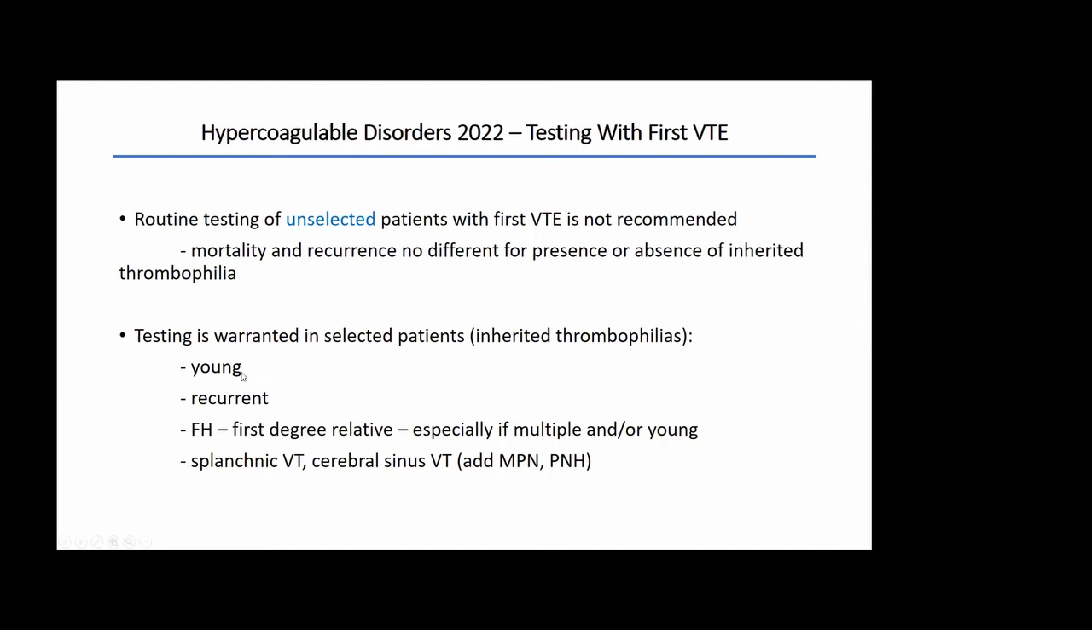So for example, if a patient is young, and you can choose your age, but I think the age they like to give is 45 or less. If a person has recurrent thromboembolism, if there's a family history, and by that usually is meant at least one first-degree relative, and especially if the first-degree relative was young when they had their blood clot, and especially if there are more than one first-degree relative with blood clots or more than one family members in addition to one or more first-degree relatives.